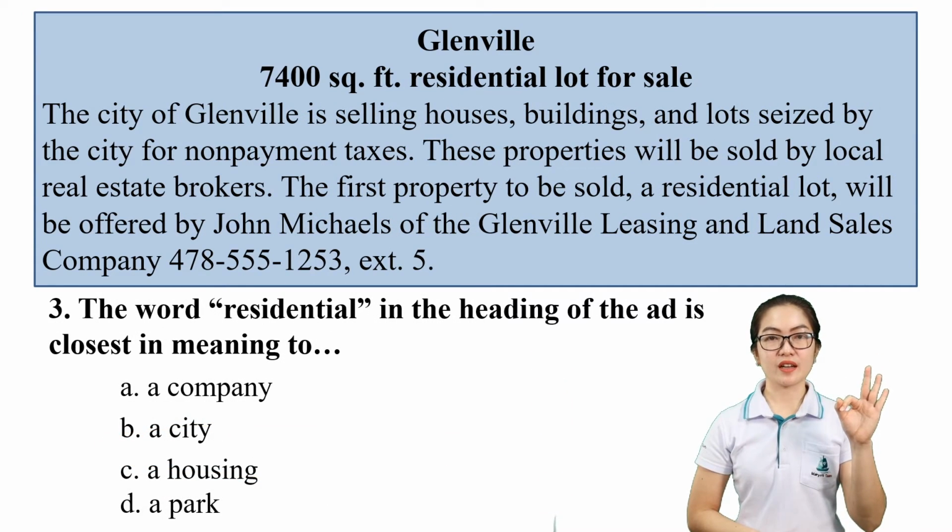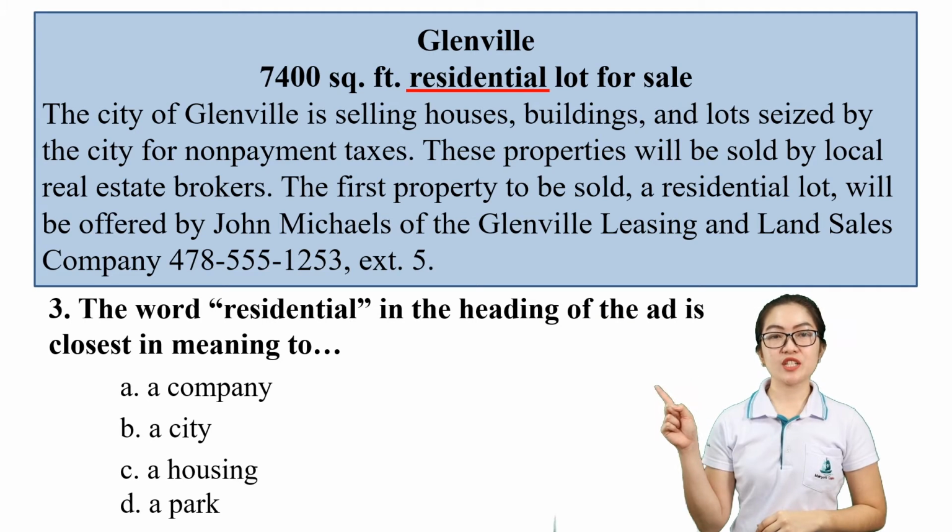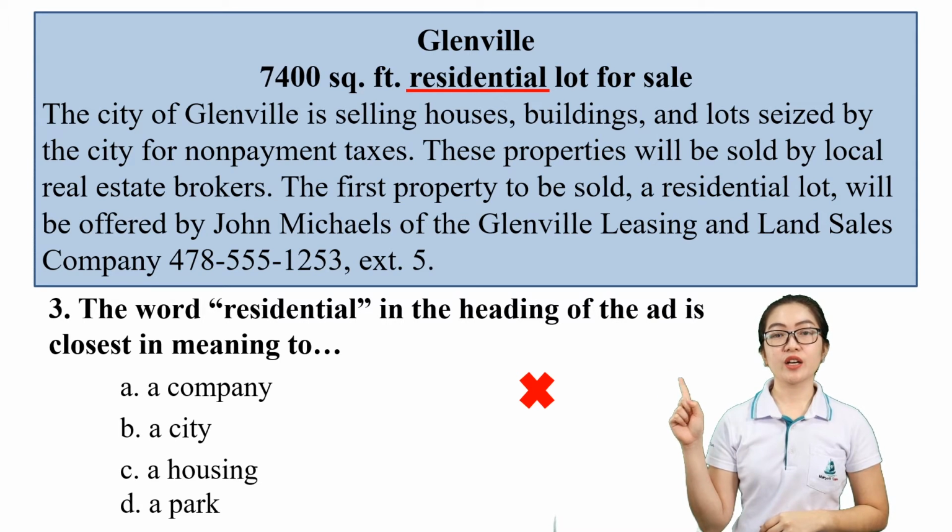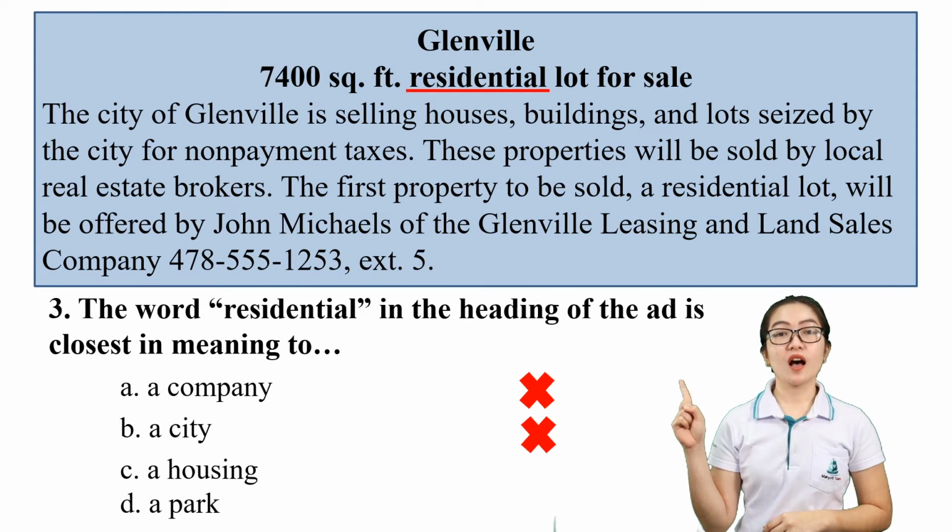Number 3. The word residential in the heading of the ad is closest in meaning to letter A, a company means a commercial business. Letter B, on the other hand, means a large town, and obviously, this is not an answer. Letter D, a park, is not somewhere one can sleep or live.